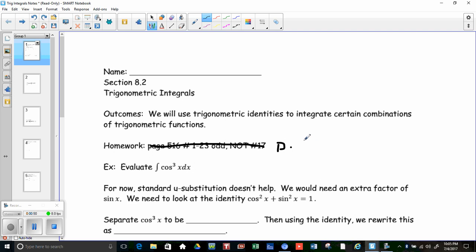It's going to be on page, let's see, 476 and 477. Numbers 1, 3, 7, 9. That is a 9. There we go. 21, 38, and 53. There we go. Okay.